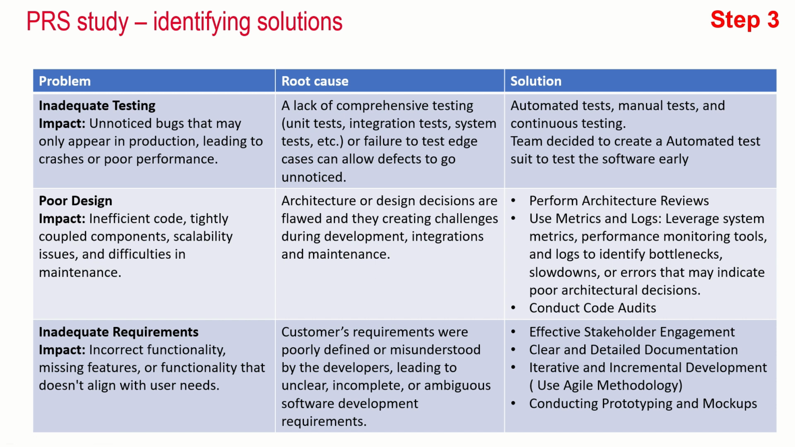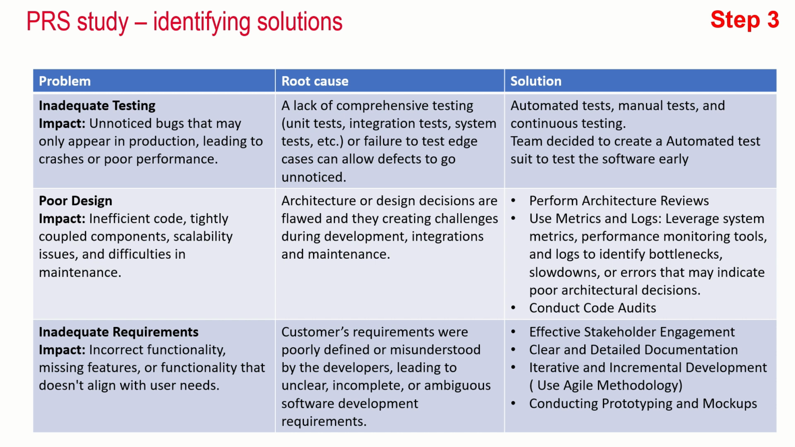So what the team decided that they will do for this is to perform the architecture reviews, use metrics and logs, leverage system metrics, performance monitoring tools, and logs to identify the bottlenecks, slowdowns, or errors that may indicate the poor architectural design, and conduct code audits. That was also one of the solutions to the poor design. So which is also tying back to our first solution of automating the test suite.